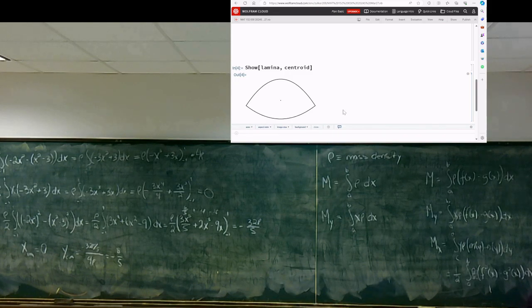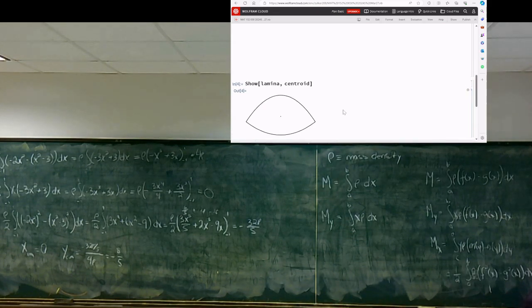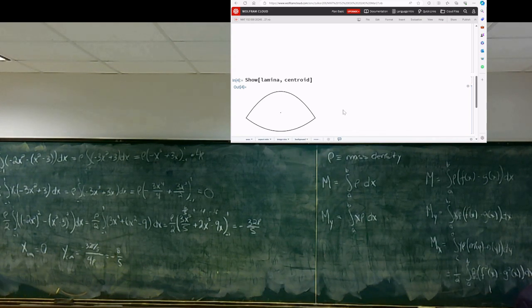Okay. Now, obviously, if I was just asking you to, say I gave you an assignment and I said, plot this lamina with its center of mass, you wouldn't have to actually calculate by hand all that, would you? No, you can just define, I could just define, I could do this.